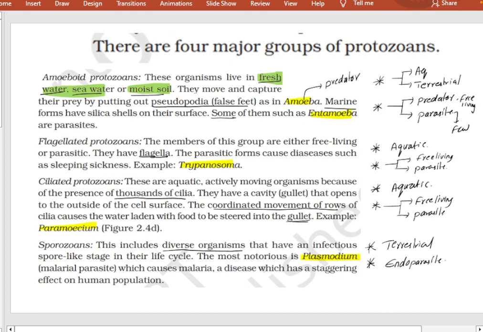This is the difference between the four major groups of protozoans. Of course, you may find it difficult in these four points regarding habitat and occurrence, so please concentrate on them. Thereby we are concluding the topic called protozoans. Thank you.